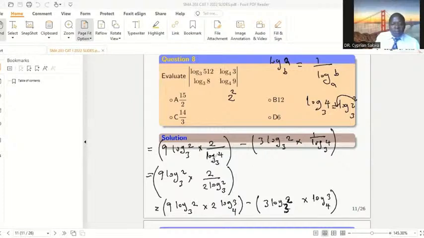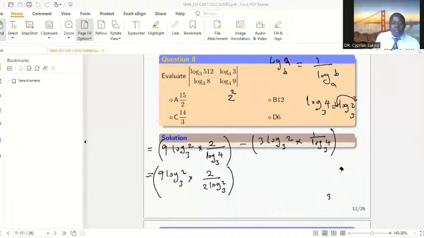You can see 2 has come here. This power here has come. I do not require what is at the bottom, so let me just remove it, because we already have written what we want. Minus 3 log of 2 to base 3, and this one can also be written as 1 out of 2 log of 2 to base 3.